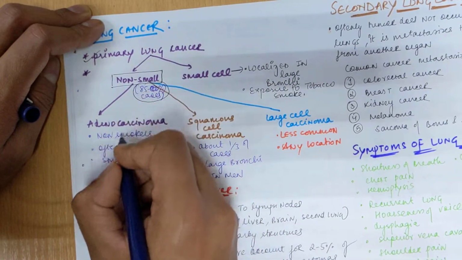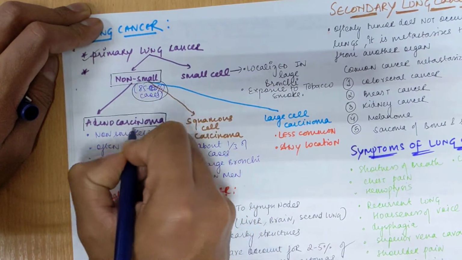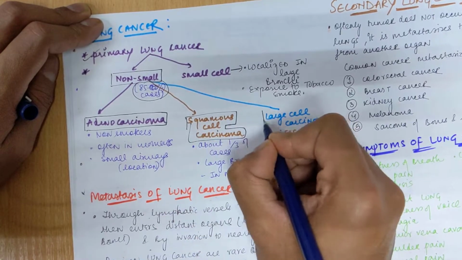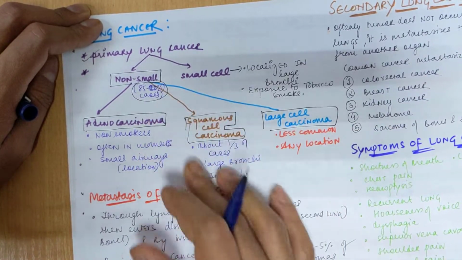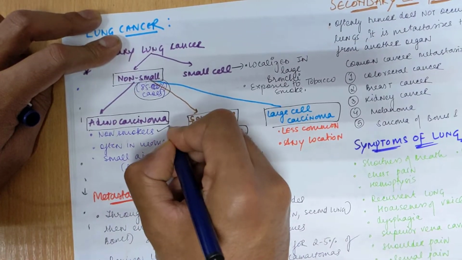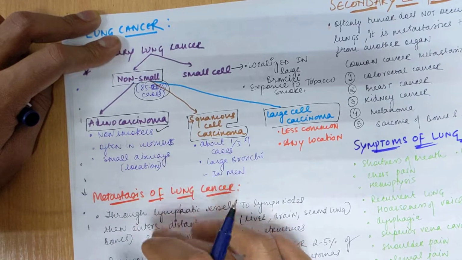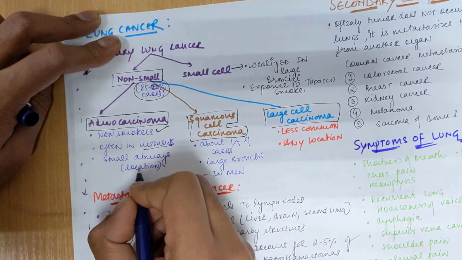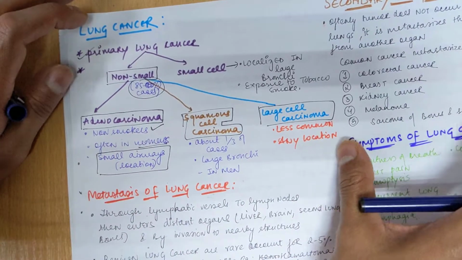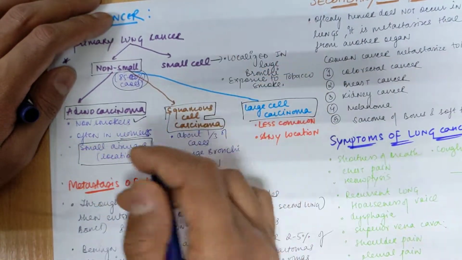Now in non-small cell we have three types of cancers, called adenocarcinoma, squamous cell carcinoma and large cell carcinoma. So these are the three types which commonly occur. Adenocarcinoma occurs in non-smokers, who do not smoke, often in women, and the mostly located part is the small airways, small bronchi. Okay, so this is the adenocarcinoma.